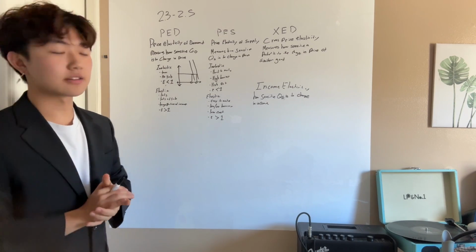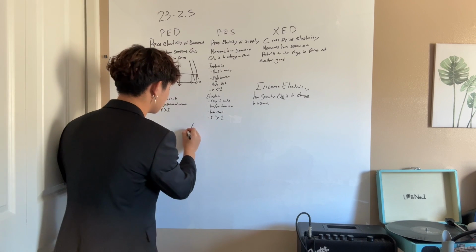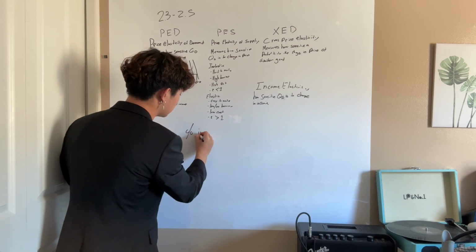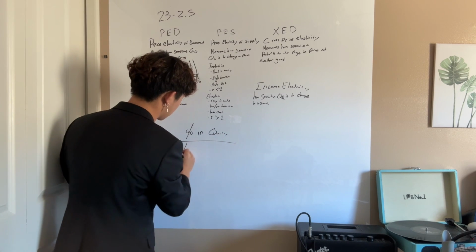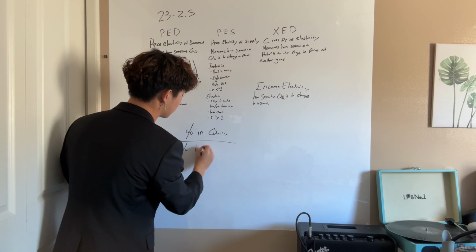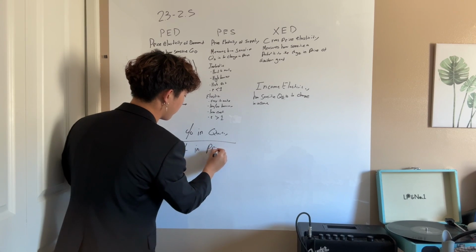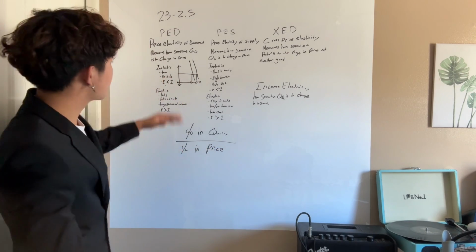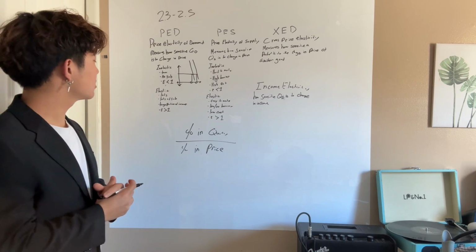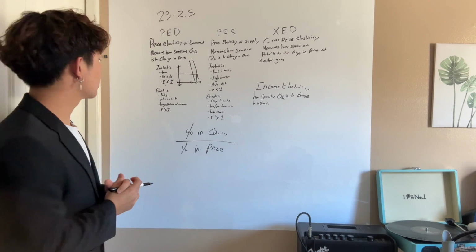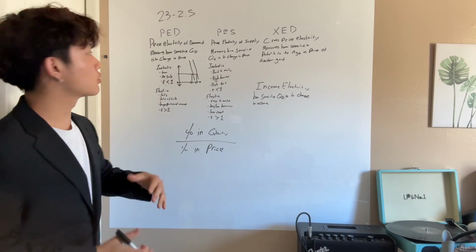Now, how do you find the elasticity coefficient? It is percent change in quantity over percent change in price. You'll see this similar formula for everything else, right? And elastic is, there's lots of it, there's lots of substitutes, it's a large portion of your income, and the elasticity coefficient is greater than 1.